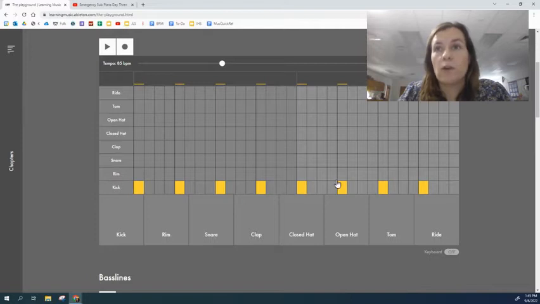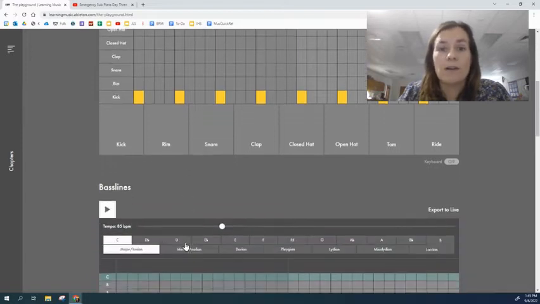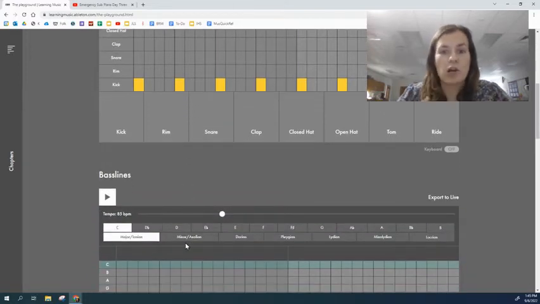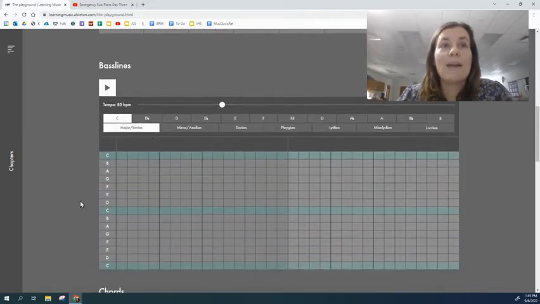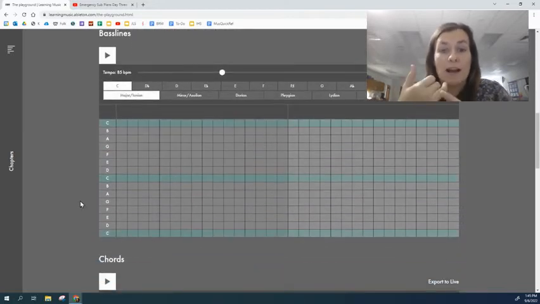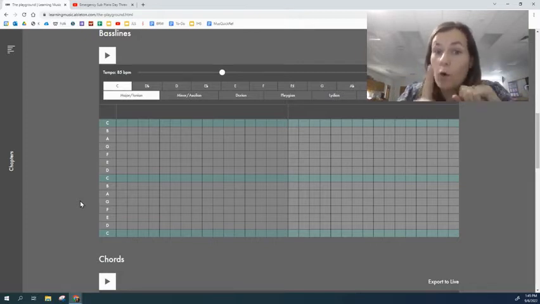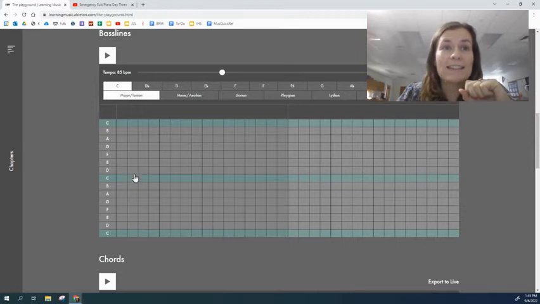Okay, so if you don't know where to start, start with that 4 on the floor. It's really going to give you a strong backbeat there to work with. Bass lines. Remember, bass lines are percussive, rhythmic, sparse, only one note at a time. Remember, we can't stack notes in a bass line. Now, you can go all over the map and make notes high and low.